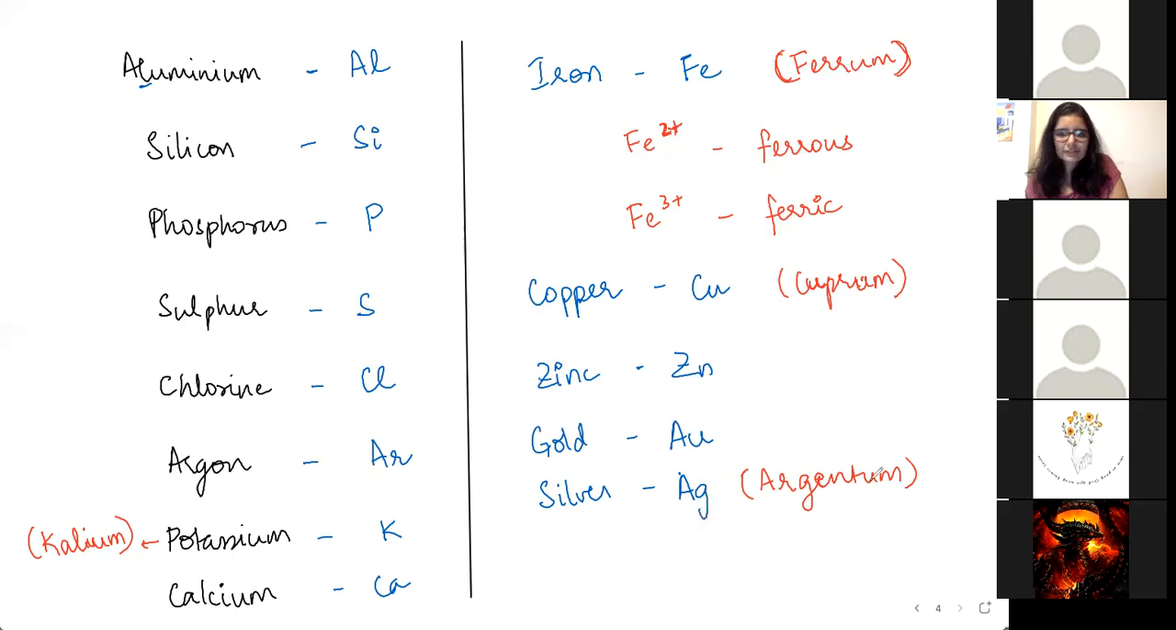Then we have lead, which is Pb. Tin is Sn. Okay, Latin names: gold is aurum. Silver is argentum. Argentum is related to Argentina, they both come from the same root word. I think Argentina is rich in silver, or someone from Argentina might have discovered silver.